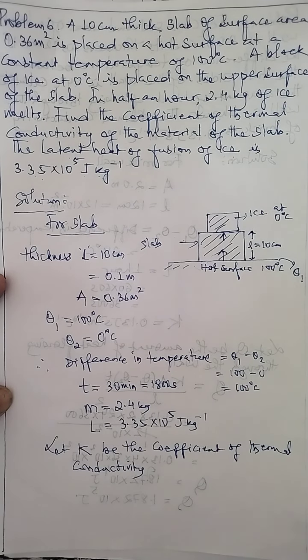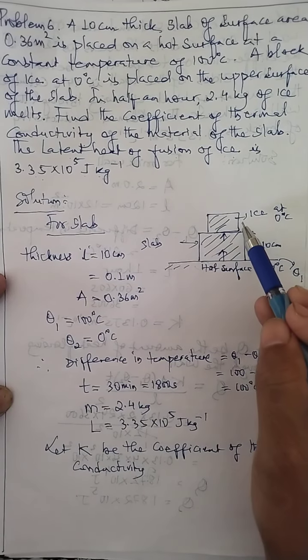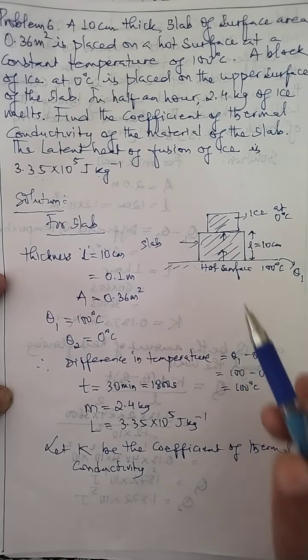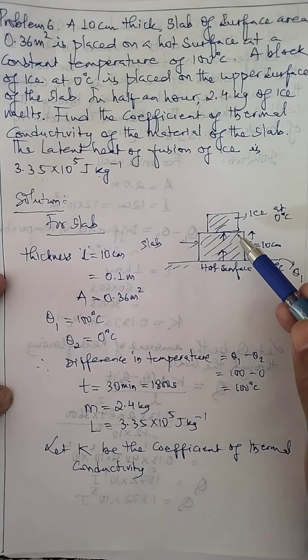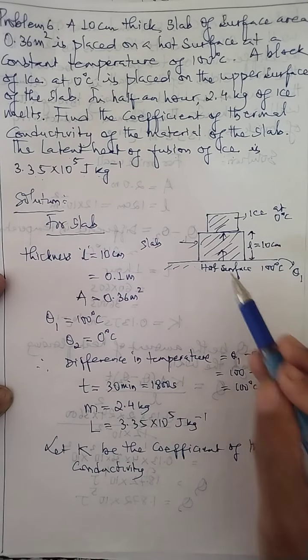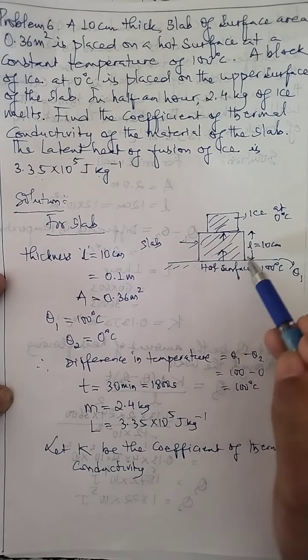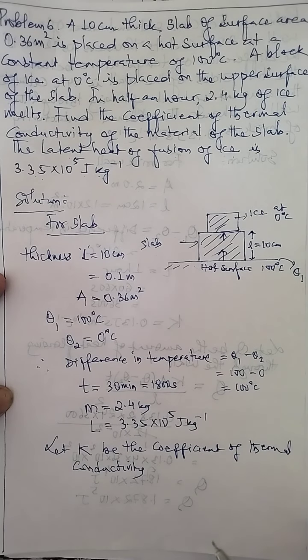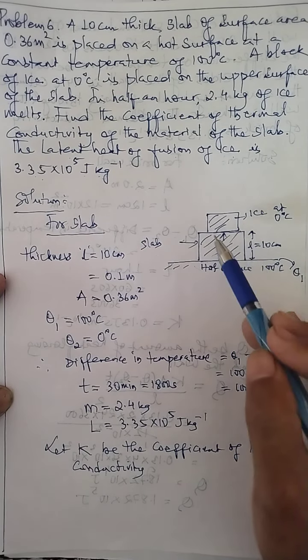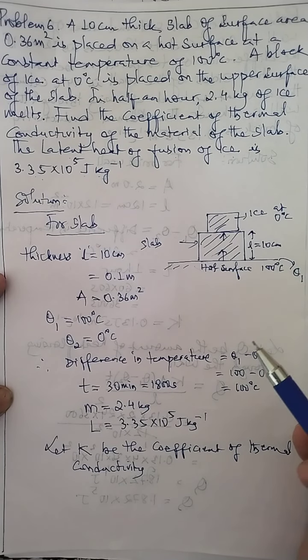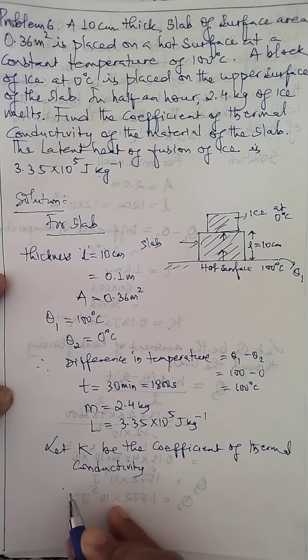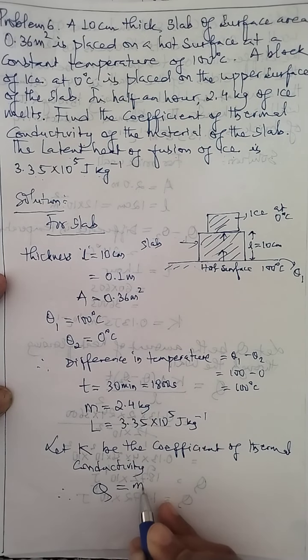And this heat flows from the hot surface to the upper surface. The heat which flows from the hot surface is the heat absorbed by this ice, without change in temperature. So the amount of heat absorbed by the ice to melt completely into water, without any rise in temperature, is expressed in terms of latent heat, and the formula is Q equals M into L.